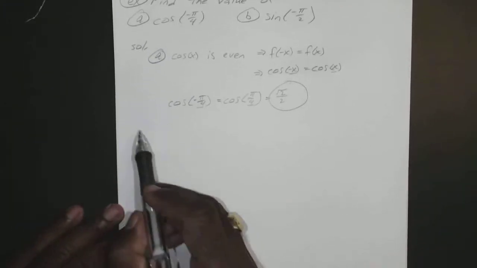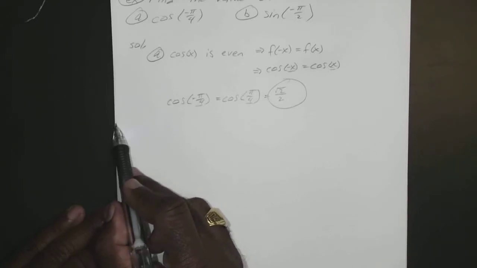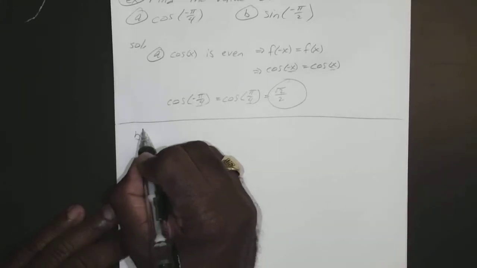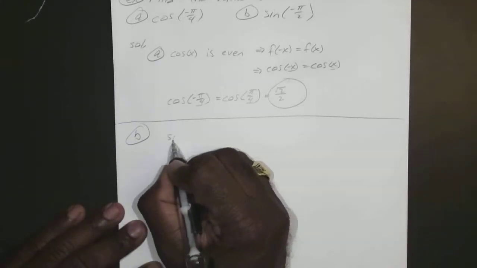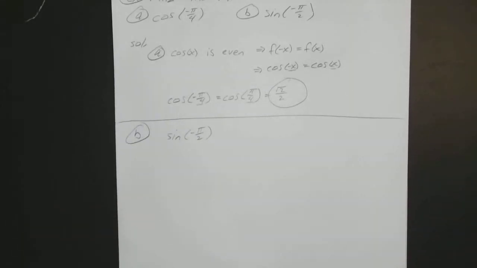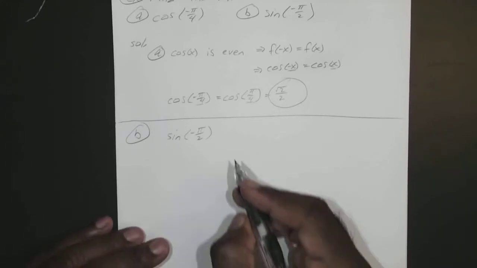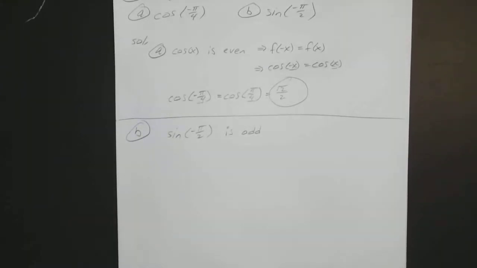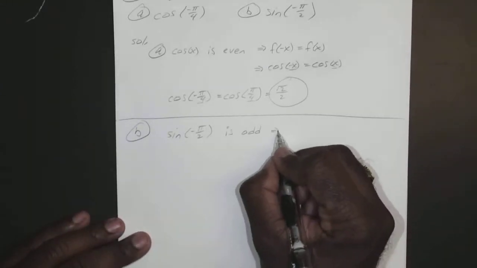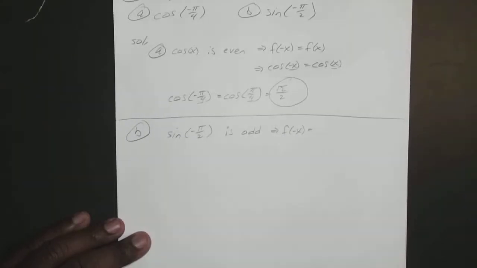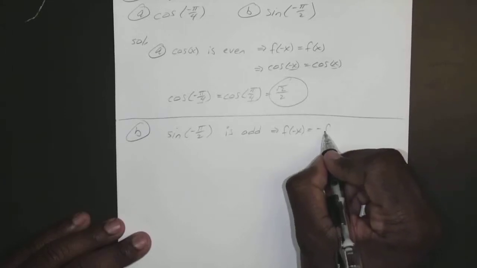All right, so let's say, for example, I can do another example, got to do B. We have sine of negative pi over 2. Okay. So we know that sine is an odd function. Whenever it's odd, that means that f of negative x, that negative just goes out to the front. It goes negative f of x.